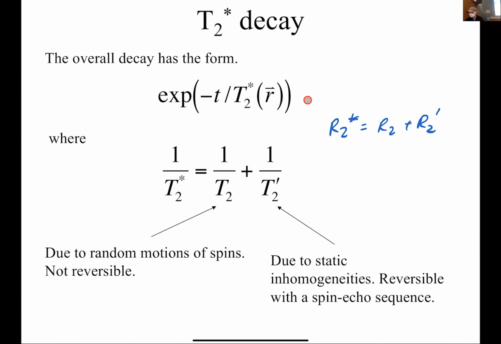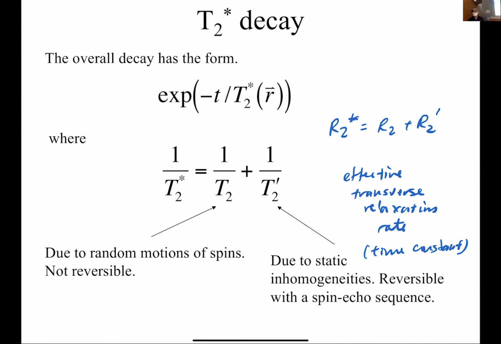Okay, so effective transverse relaxation rate. Or if it's the T's, it's time constant. Okay. So you can talk about rates or time constants.